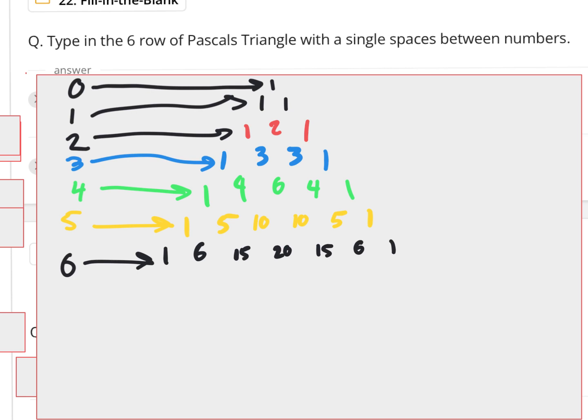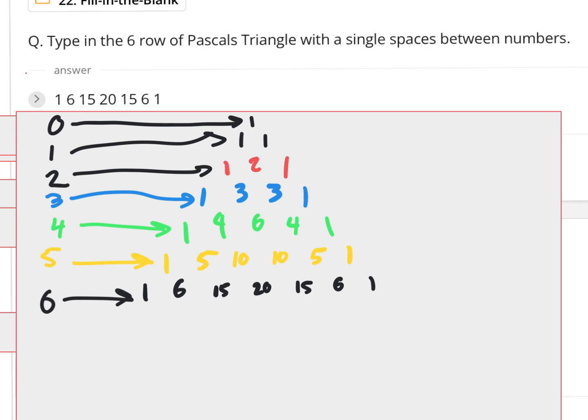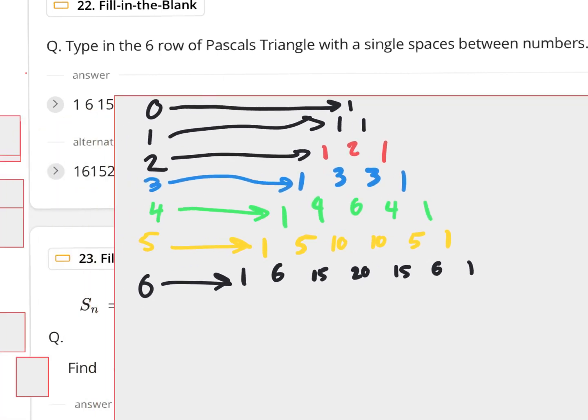So when you actually type it in, it says type in with spaces between your terms. So type in the 1 space 6, so 1 space 6 space 15 space 20 space 15 space 6 space 1. Type in those numbers, hit enter, and you'll be good. If you don't do spaces between all your numbers, it's going to be incorrect.